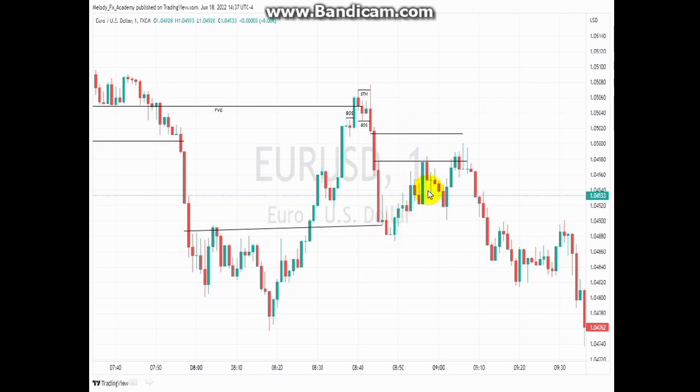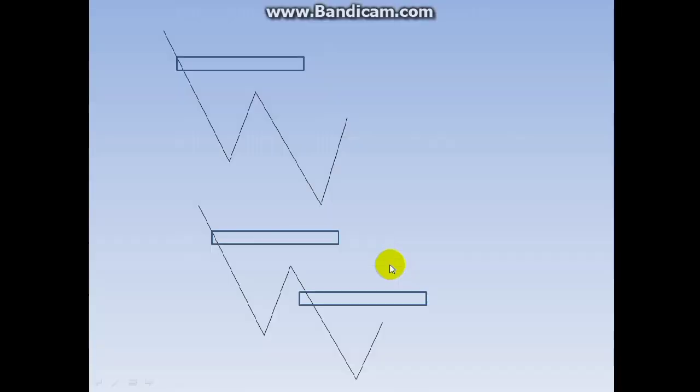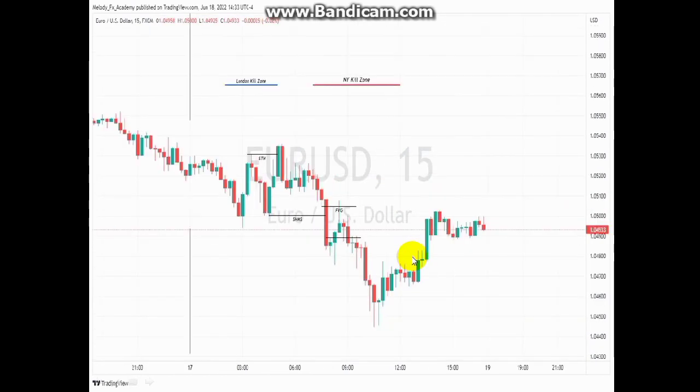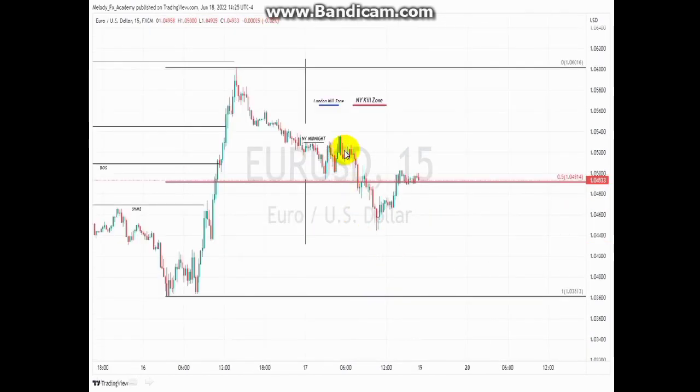Then when it started retracing, I pulled out my fib, which is what we are going to see on the next chart. Obviously I pulled out my fib and I got my entry right there. So my target obviously was this low. This was my first initial target, and remember, we are still above premium. I got my entry around this.